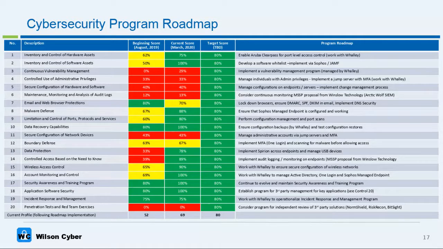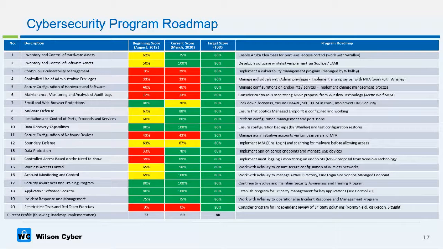And the next, from 13 to 19, they're already pretty much where they need to be, and that was because of implementations they've made over the last 7 months. Implement Spirion for endpoints and USB devices for data protection. Implement audit logging, monitoring on endpoints, and again, consider the MSSP proposal from Winslow Technology. Work with Wally to ensure secure configuration of wireless networks for Control 15, wireless access control. Account monitoring and control, work with Wally to manage Active Directory, OneLogin, and Sophos managed endpoint.